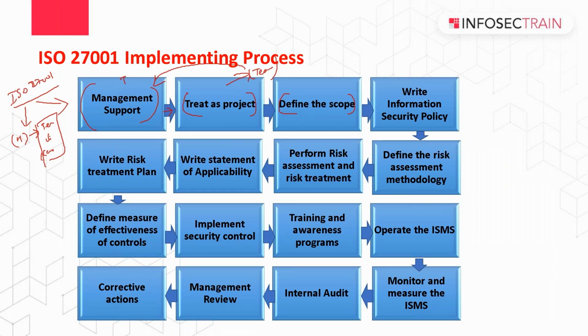After the scope has been defined, then we go ahead and write an information security policy. Now who is going to write this information security policy? Your top management is going to write this. They are going to write certain policies, not each and everything. Let's suppose I am working as an accountant.